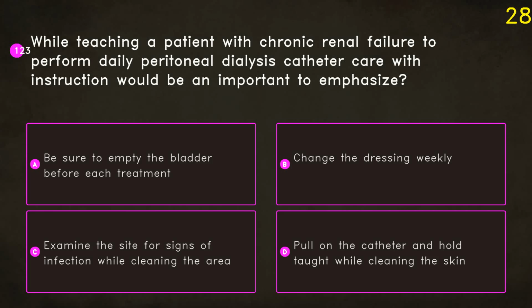Question 123. While teaching a patient with chronic renal failure to perform daily peritoneal dialysis, which catheter care instruction would be important to emphasize? A. Be sure to empty the bladder before each treatment. B. Change the dressing weekly. C. Examine the site for signs of infection while cleaning the area. D. Pull on the catheter and hold taut while cleaning the skin.